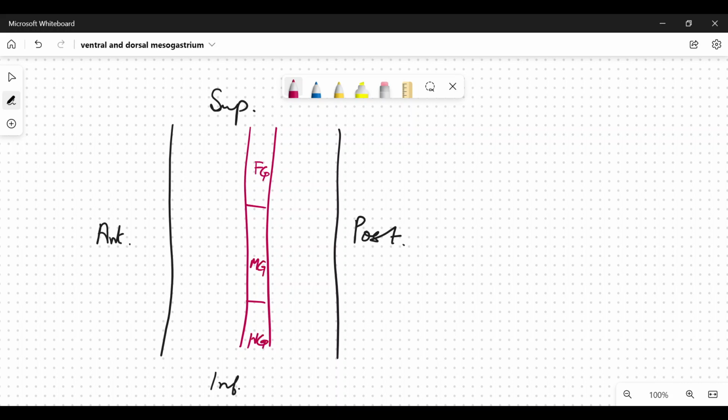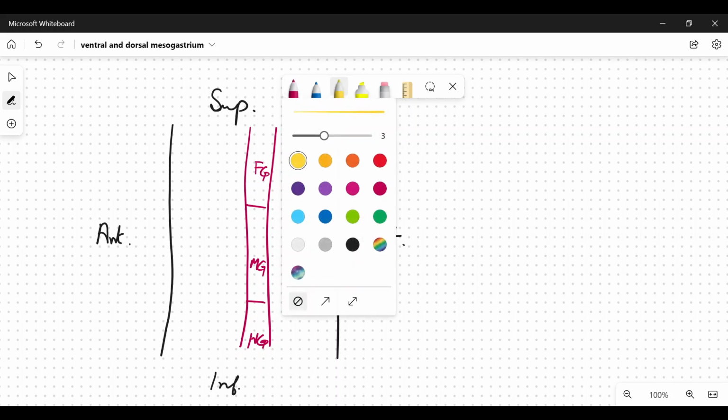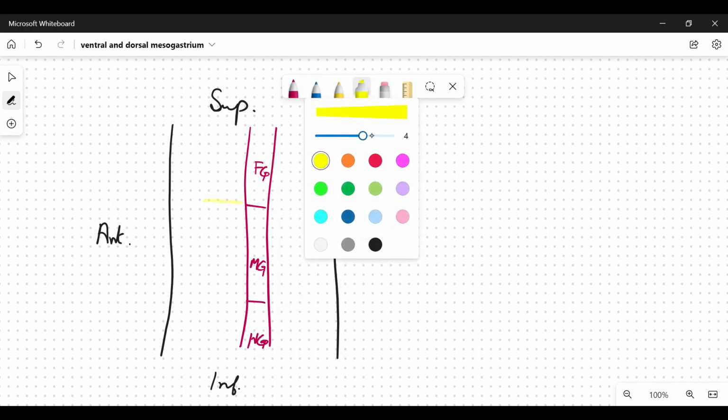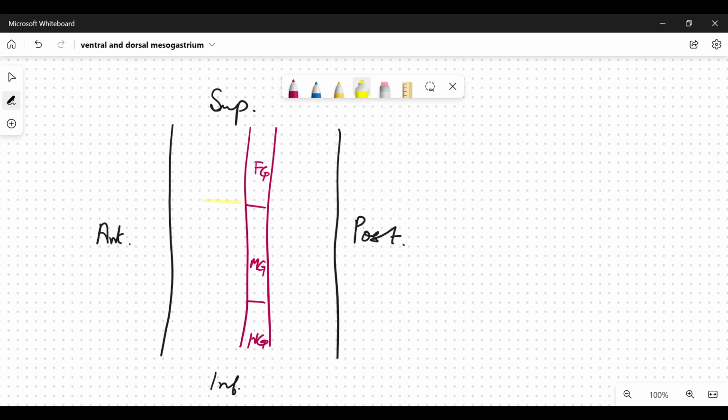Right. Now, how is this gut tube connected to the body walls? The foregut is connected to the anterior abdominal wall, and to the posterior abdominal wall as well. Right.